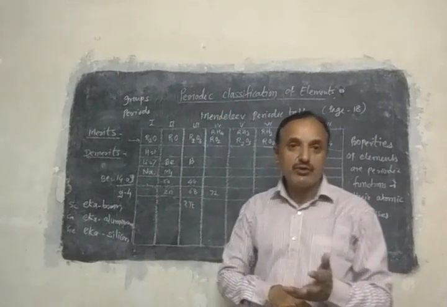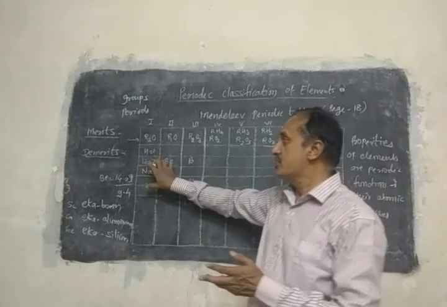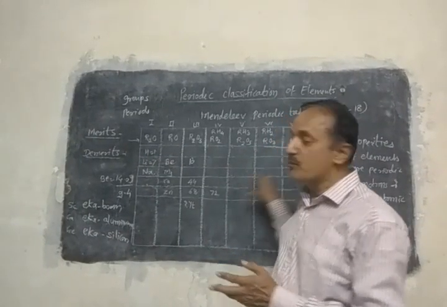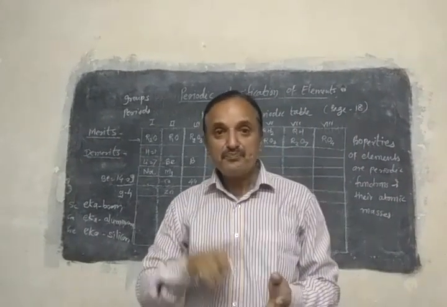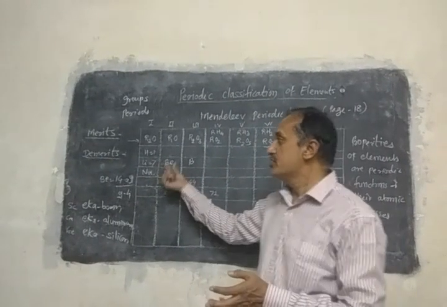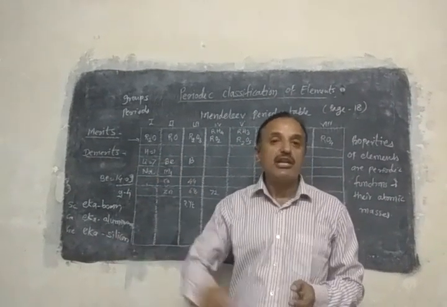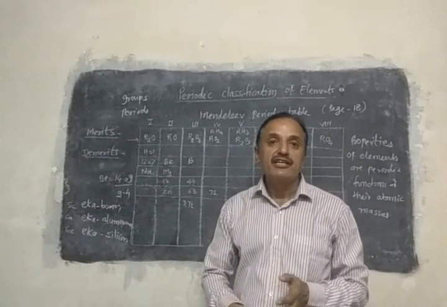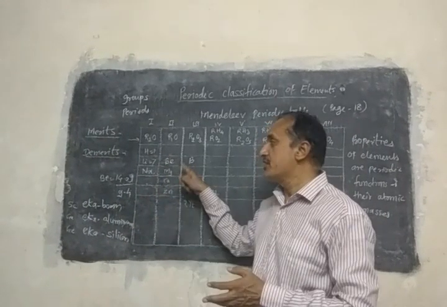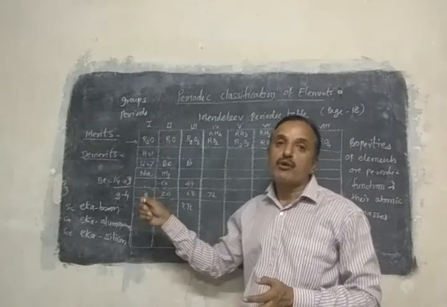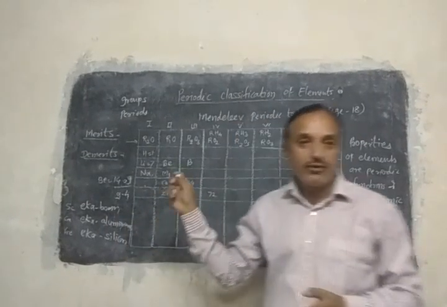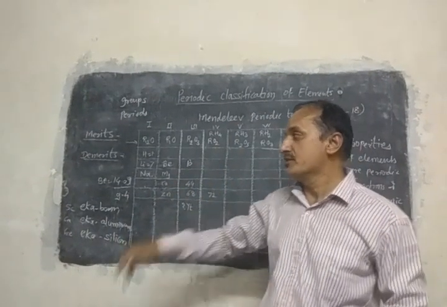Again, you see the merits. The first merit is that he classified all the elements present at that time. The second was that we got the correct atomic mass numbers of some elements which were wrong. He made them correct and then placed them in the table. Which means some atomic mass numbers were corrected, and from this table we got that information.